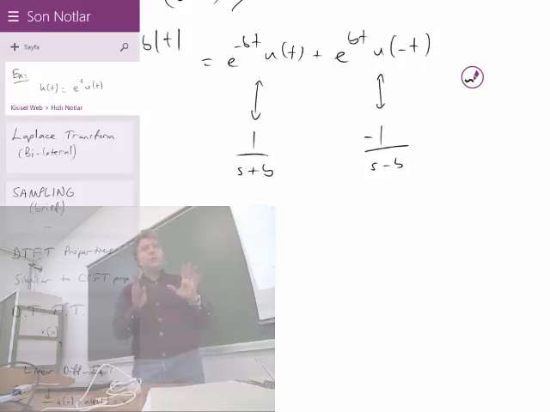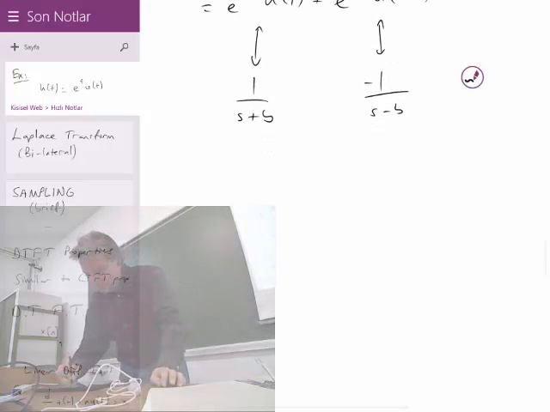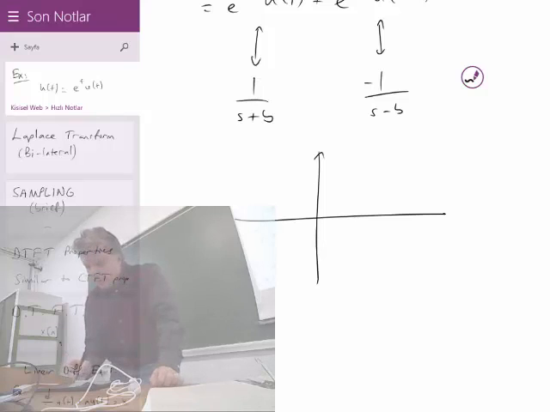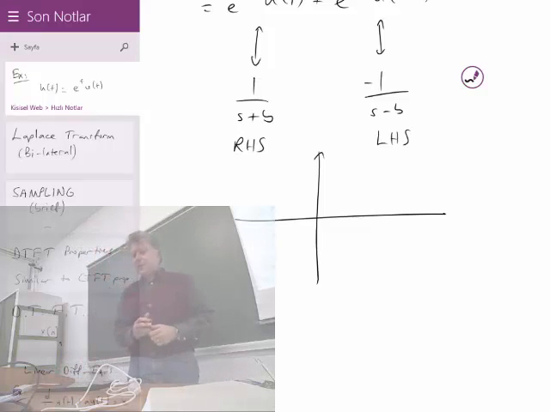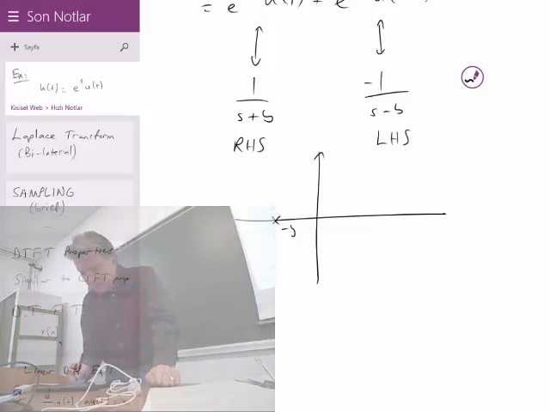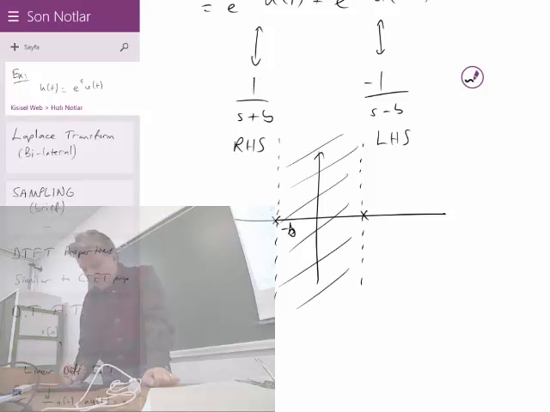So the poles, we will have two poles. One of the poles is at s equal to minus b, the other one is at s equal to b. This one is right-hand sided. The other one is left-hand sided. The right-hand sided has a pole at s equal to minus b. s plus b is 0, so s is equal to minus b. Let's put it here, minus b. And for the other one, s equal to b is the pole. For this one, it's to the right. For the other one, it is to the left. Therefore, the region of convergence is here, between minus b and b.